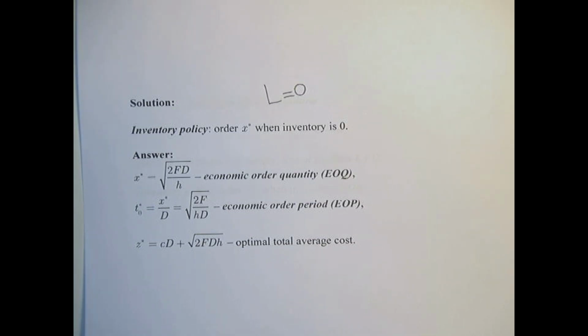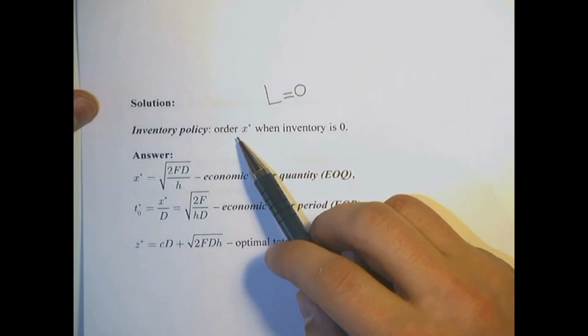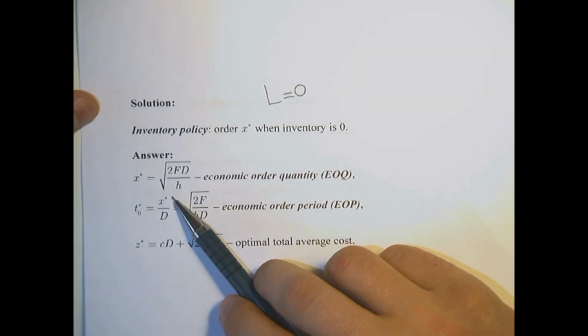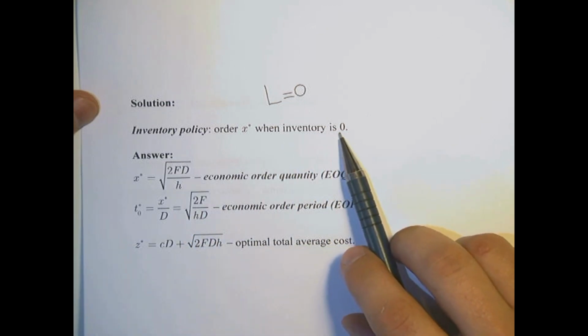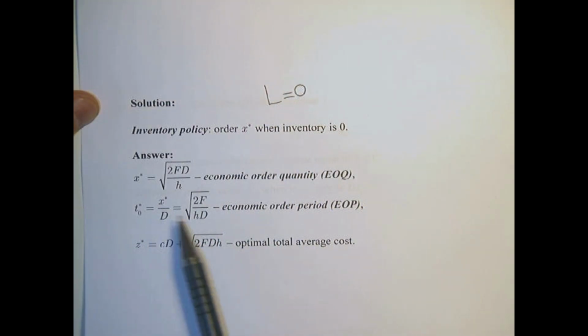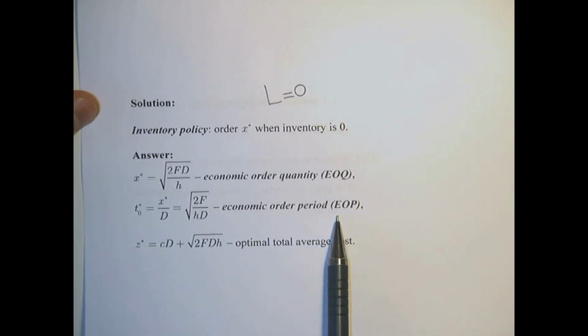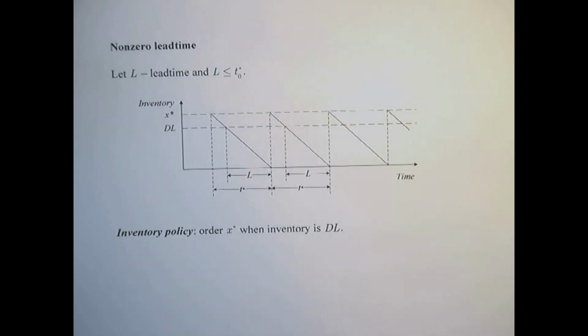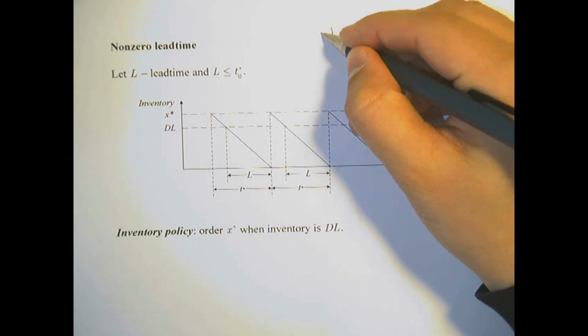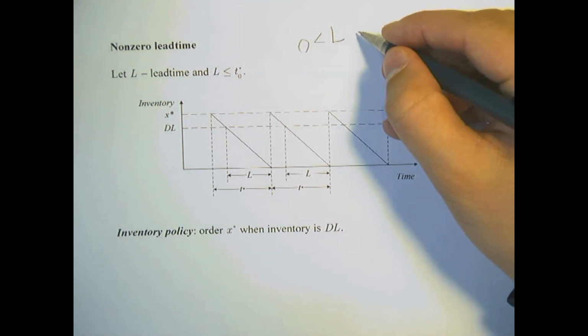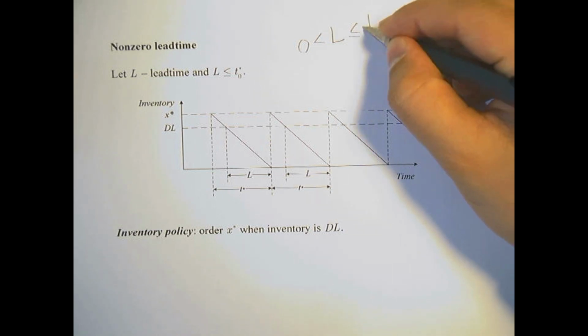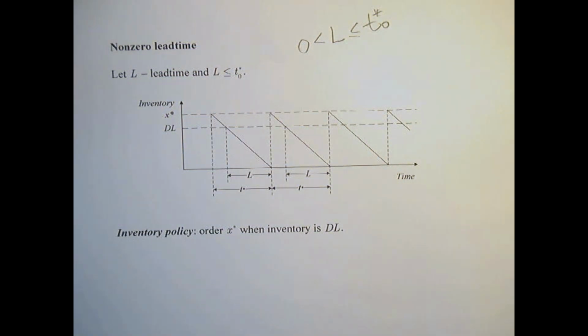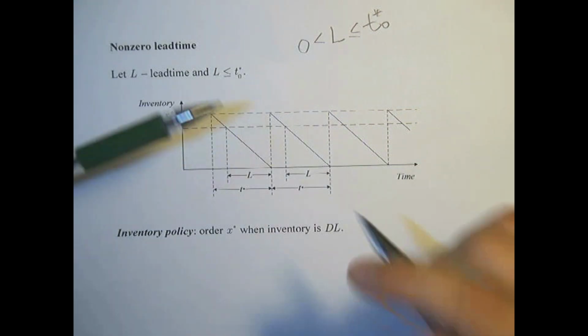As a result, if we consider the case when lead time is 0, we get our order immediately. When we make an order, we immediately receive it. So in this case, the inventory policy is to order X star, where X star is the economic order quantity, when inventory approaches 0. Here we see the formula for the economic order period, EOP, and also the formula for the optimal total average cost. Now let's consider the case when lead time is non-zero but is less than or equal to the economic order period. In this case, we consider the following graph.